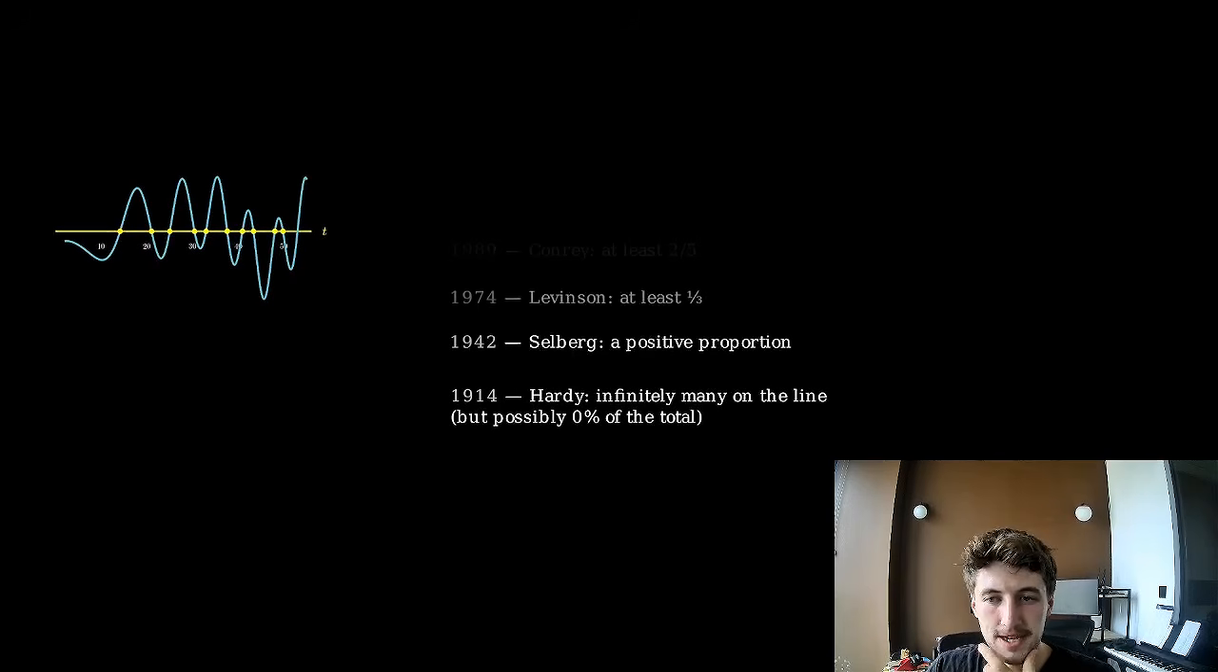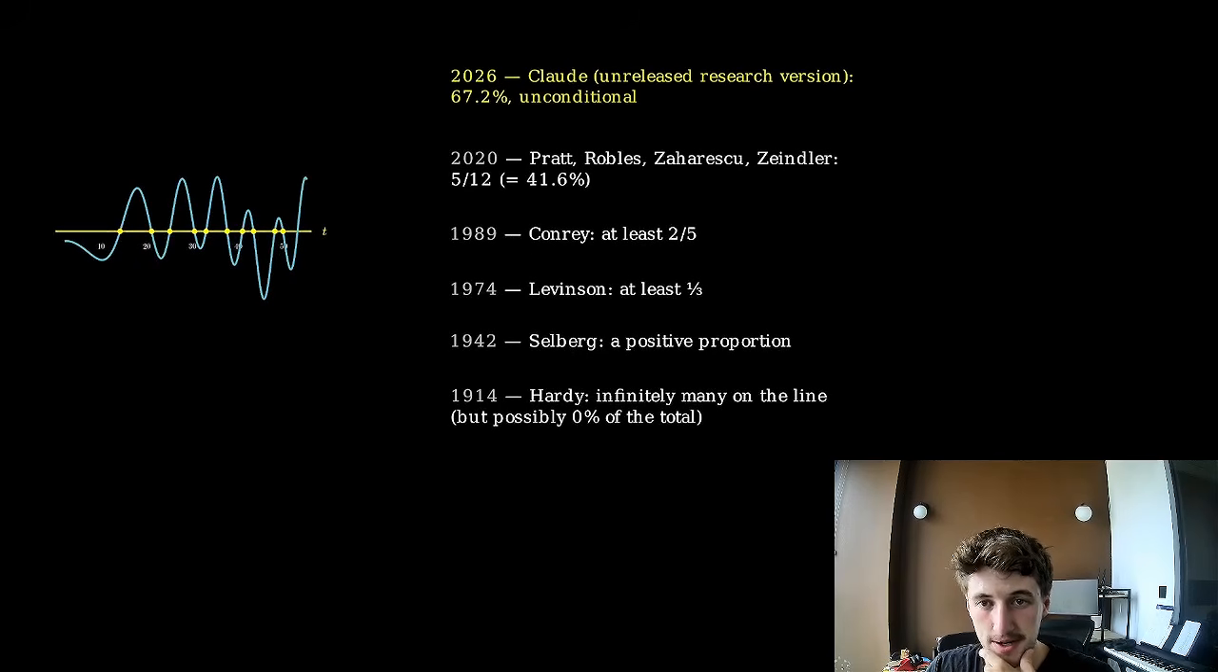But here is the progress that has been made on trying to prove that all of the points lie on this line. In 1914, a man called Hardy came along and proved that there are infinitely many of the zeros that exist on the line, but that as a percentage it could be 0% of the total, so that doesn't really prove much. That was the starting point though, and he used some interesting methodology for that. Yeah, we'll go into that in the next video. And then in 1942, a man called Selberg came along and he proved that a positive proportion of the zeros must lie on this line.